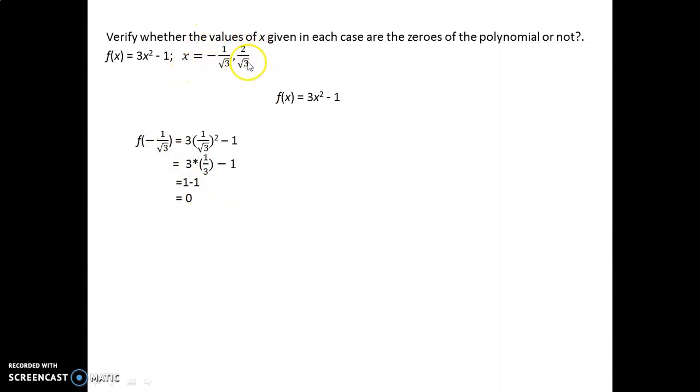Coming to the second one, x is equal to 2 by root 3. So by substituting 2 by root 3, f of 2 by root 3 will be 3 into 2 by root 3 whole square minus 1. 2 by root 3 whole square is 4 by 3. So 3 into 4 by 3 minus 1 will be 4 minus 1, that is 3. So f of 2 by root 3 is 3. Since it is not equal to 0, 2 by root 3 is not a 0 of the polynomial.